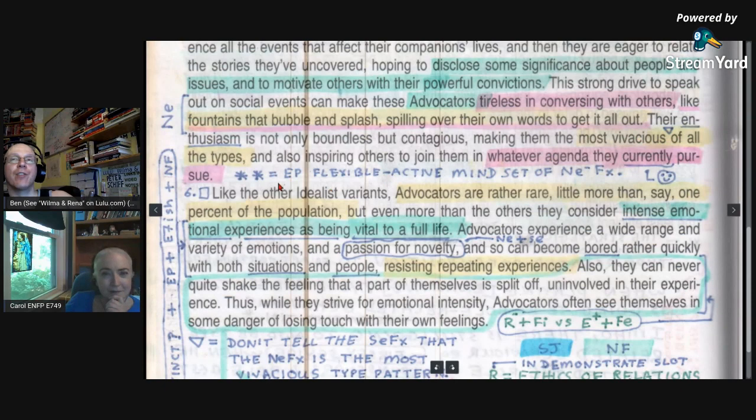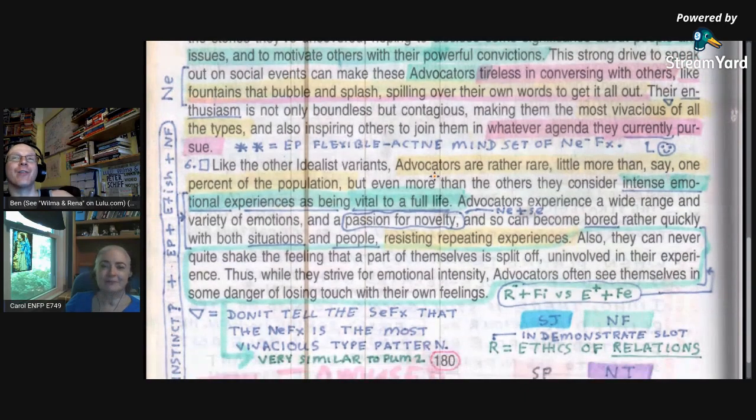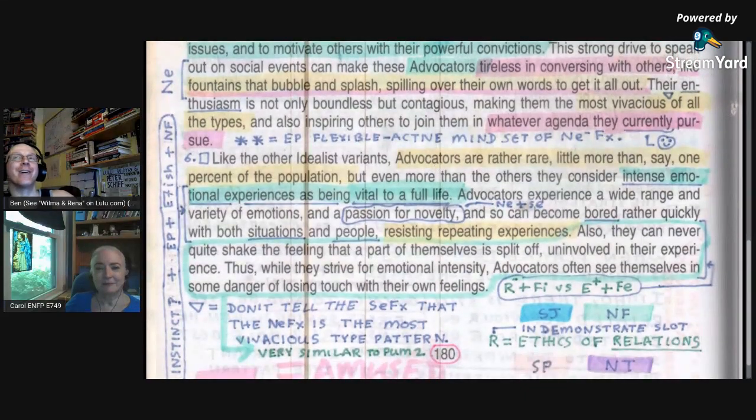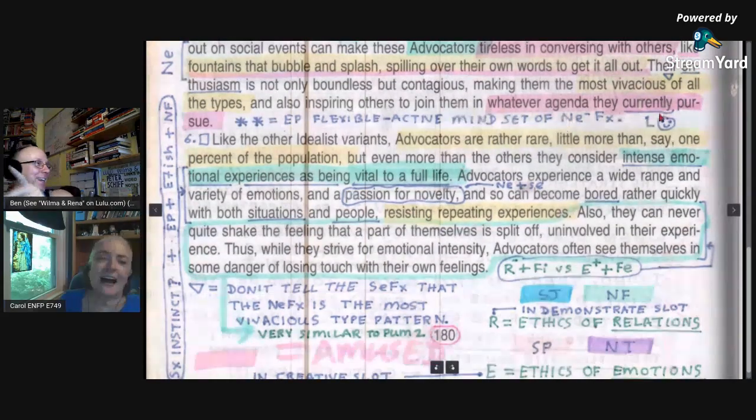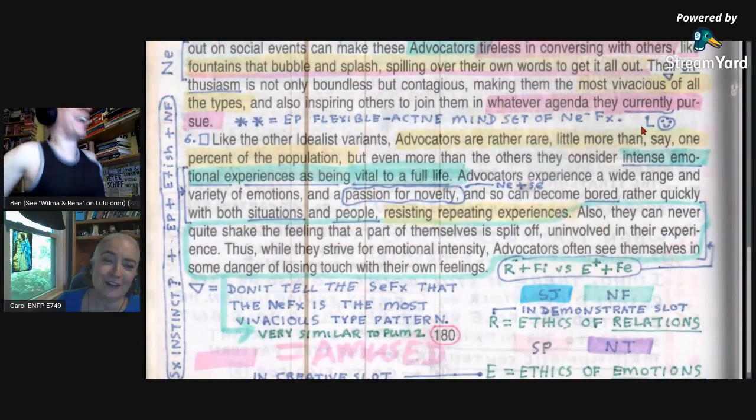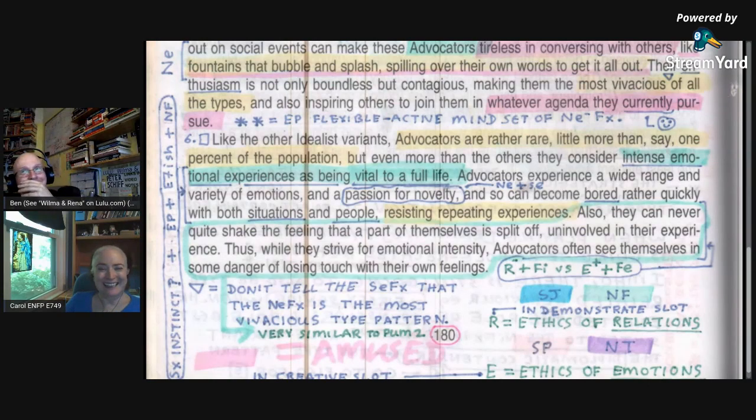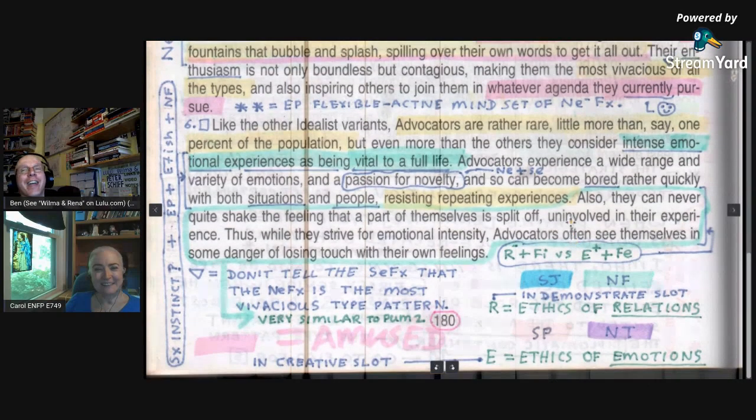Their enthusiasm is not only boundless but contagious, making them the most vivacious of all the types, and also inspiring others to join them in whatever agenda they currently pursue. The "currently" amused me. I noticed you underscored "currently." I get the point. Right, and then here we go.